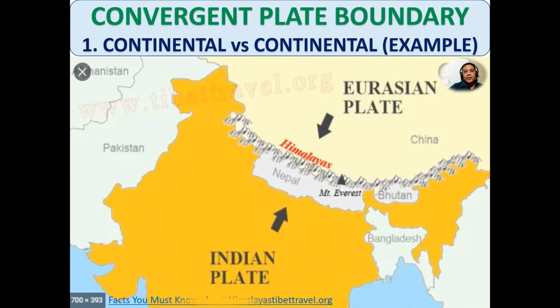One of the examples of continental convergent boundary is the Himalayan mountain range, or simply the Himalayas. These mountains are formed after the continental Indian plate collided with the continental Eurasian plate.